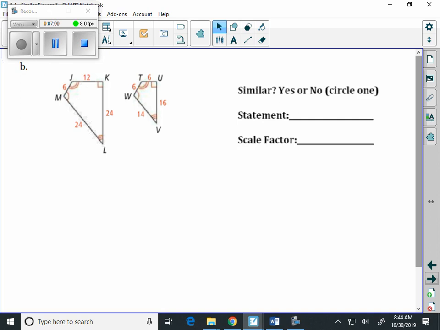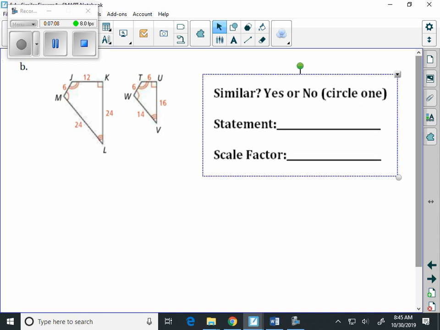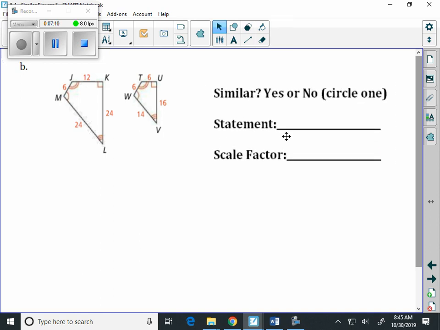We look at letter B here again. The question is, and we could even write it over here in our statement if we wanted to, are these two similar or not? And go back and look at the tick marks. So in this particular case, I think I'm going to write it over here anyway.